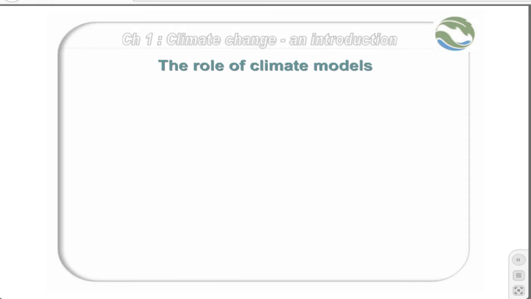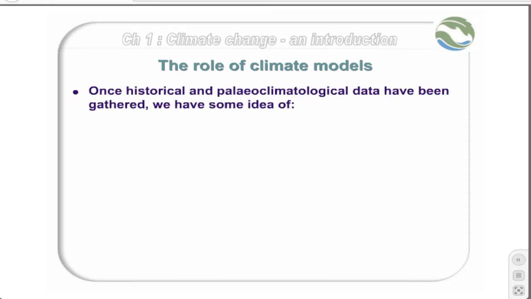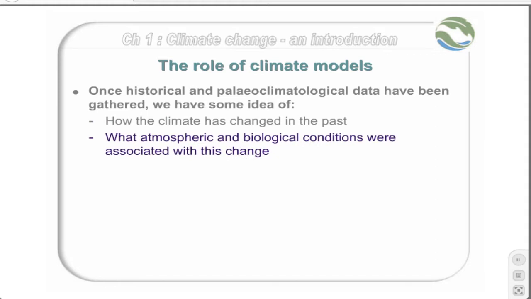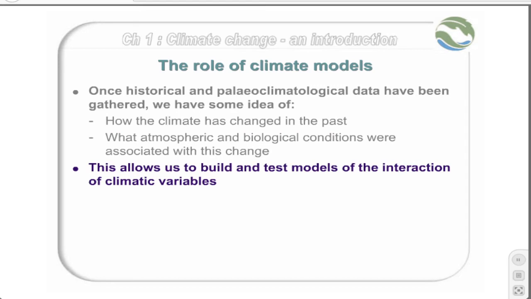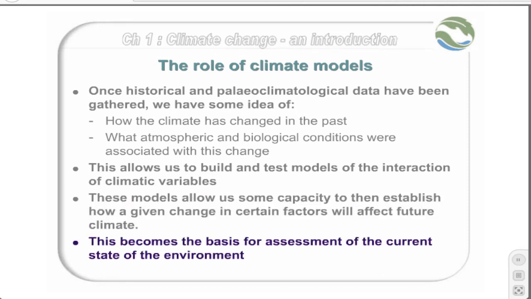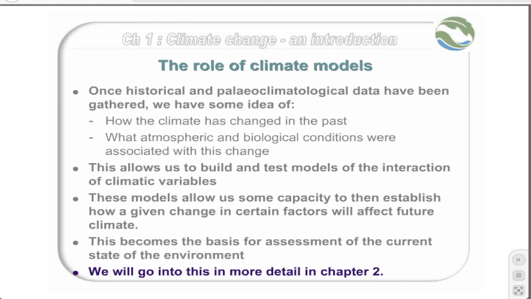So, what is the role of climate models in all of this? Well, once historical and paleoclimatological data have been gathered, we have some idea of how the climate has changed in the past, and we also know what atmospheric and biological conditions were associated with this change. This allows us to build and test models of the interaction of climatic variables. These models allow us some capacity to then establish how a given change in certain factors will affect the future climate, and this becomes the basis for assessment of the current state of the environment. We will go into this in greater detail in Chapter 2.